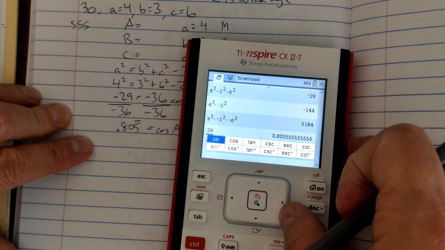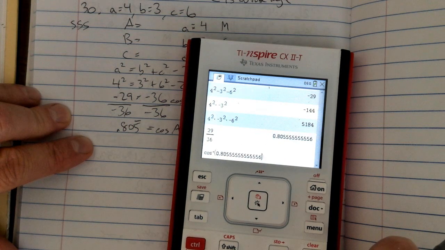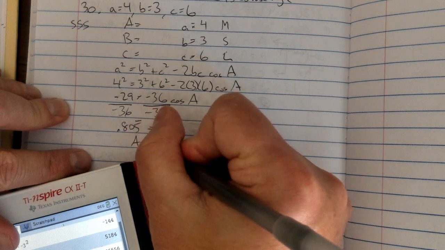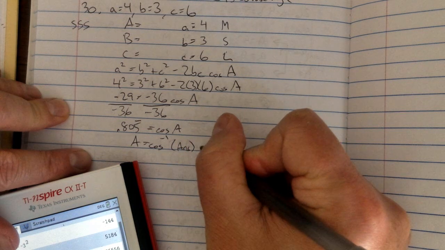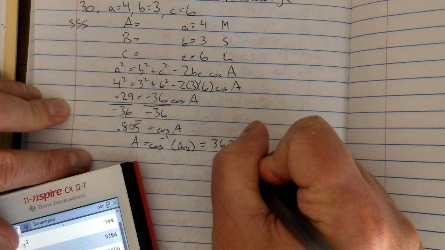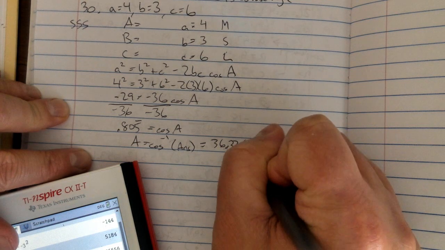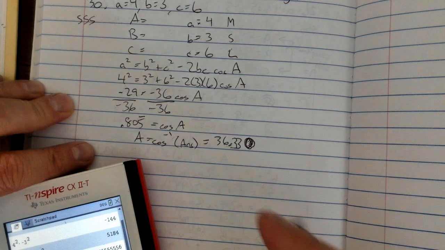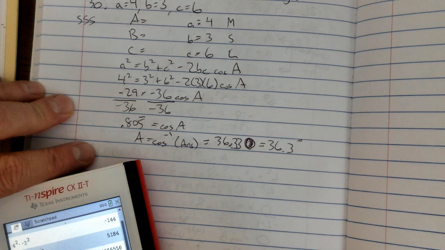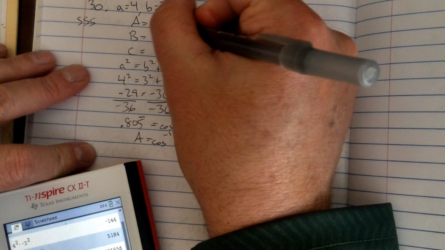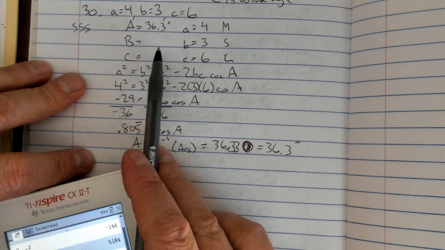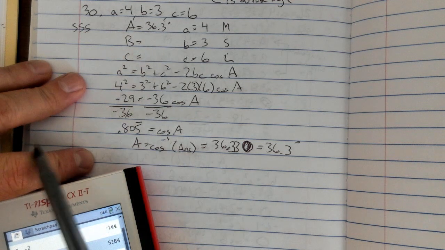Then we do inverse cosine of that. We get 36.33. So A is inverse cosine of my answer, which is 36.3. I'm not going to write the 6. So this would be 36.3 degrees. Okay, so now we're going to have an angle smaller than that and one that's bigger than that.